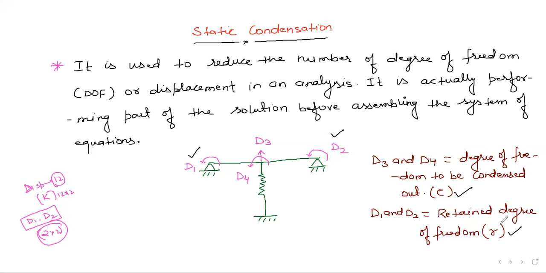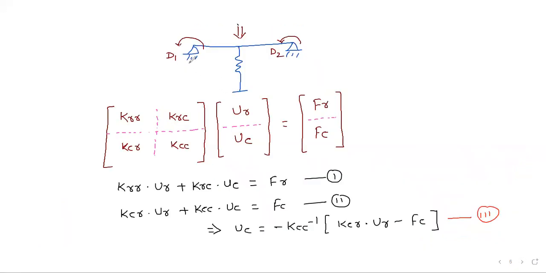So in this example, we have 4 degrees of freedom. Out of that, we want only D1 and D2 values. That will be called the retained degrees of freedom. Apart from D1 and D2, D3 and D4 will be condensed out. That is called the degrees of freedom to be condensed out, represented by C. So now our new structure, you can see, has D1, D2, and we have removed D3, D4.